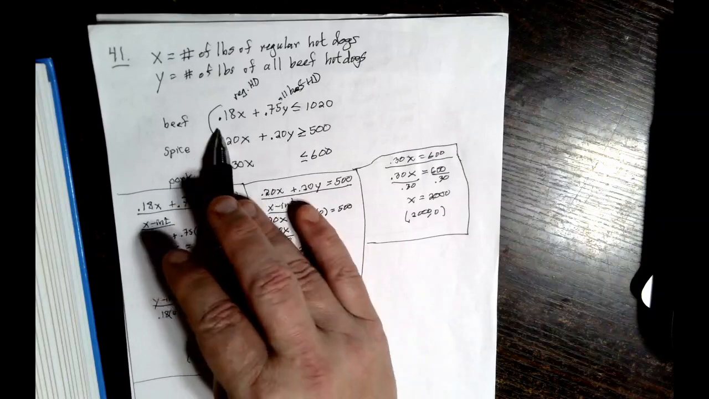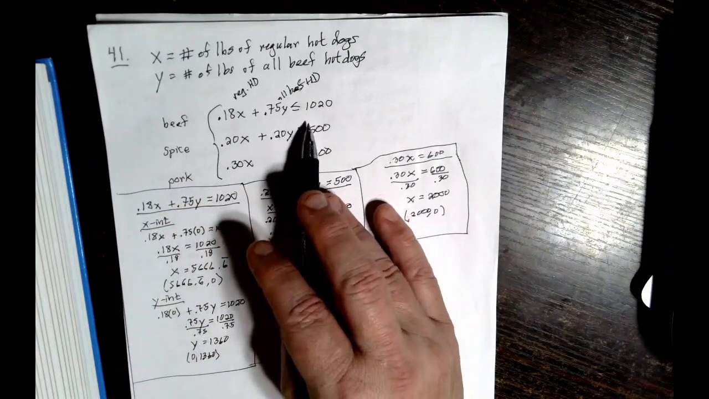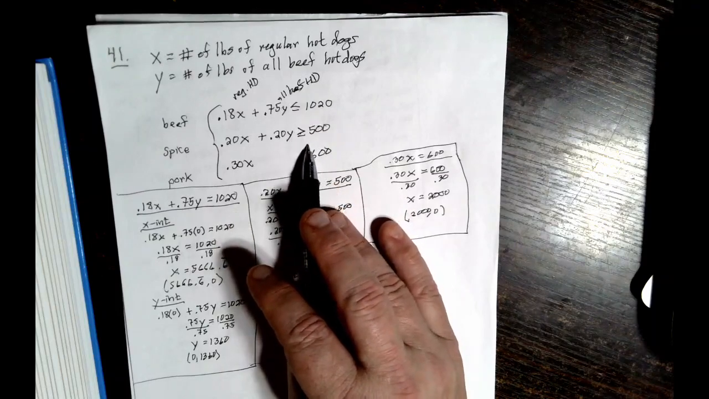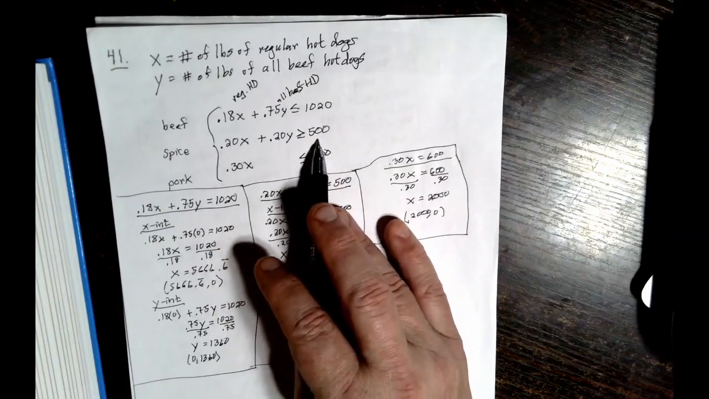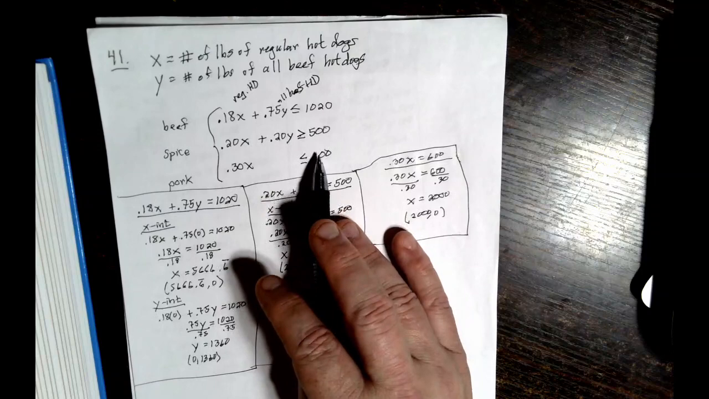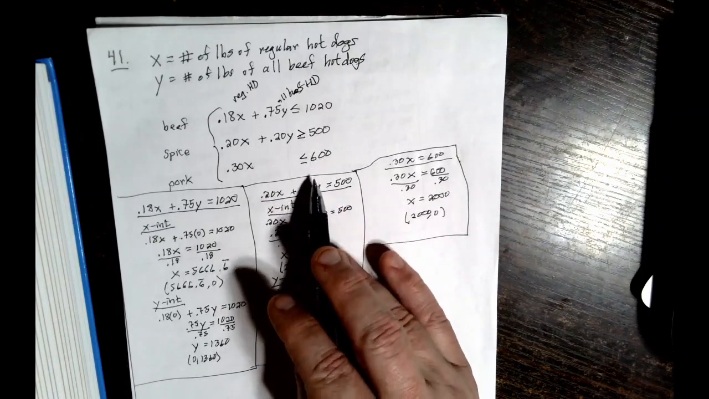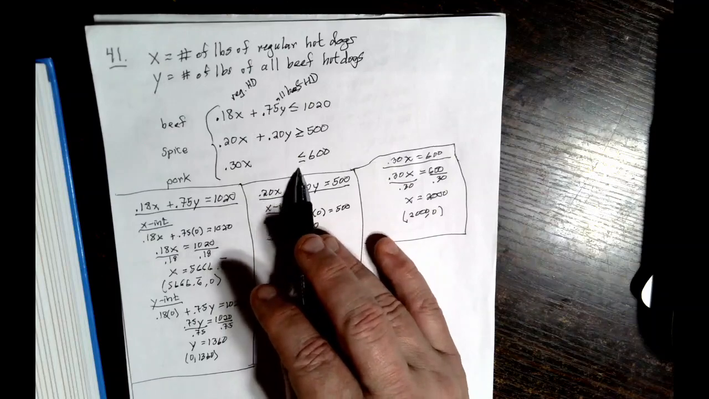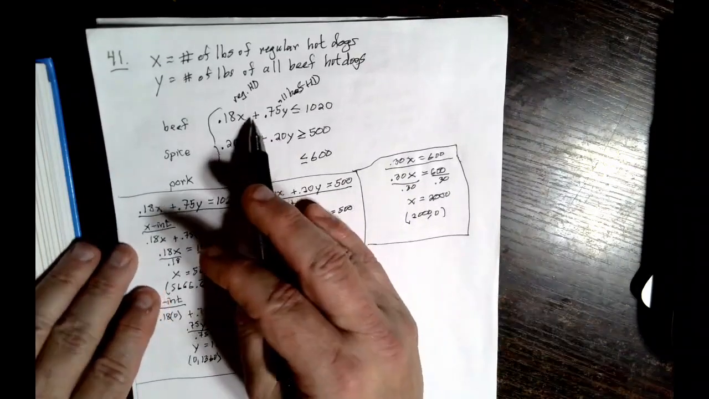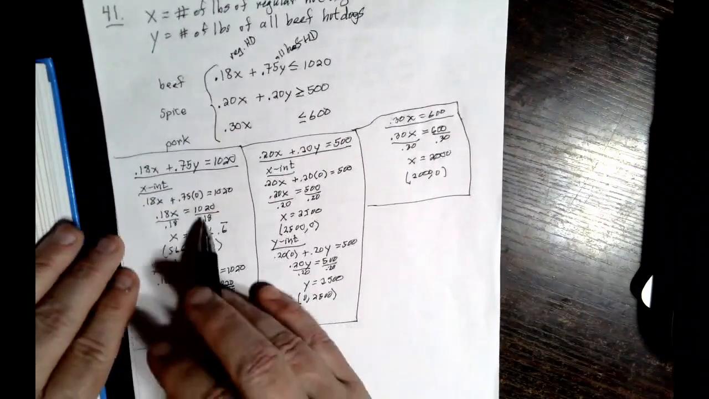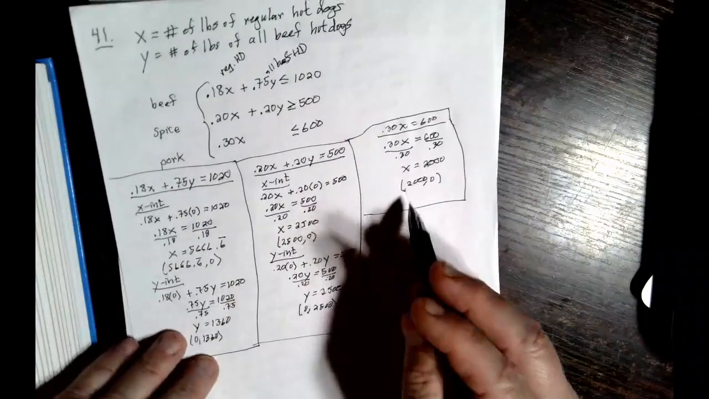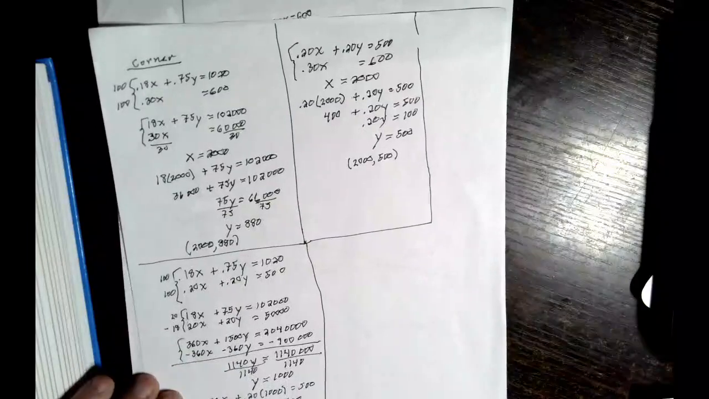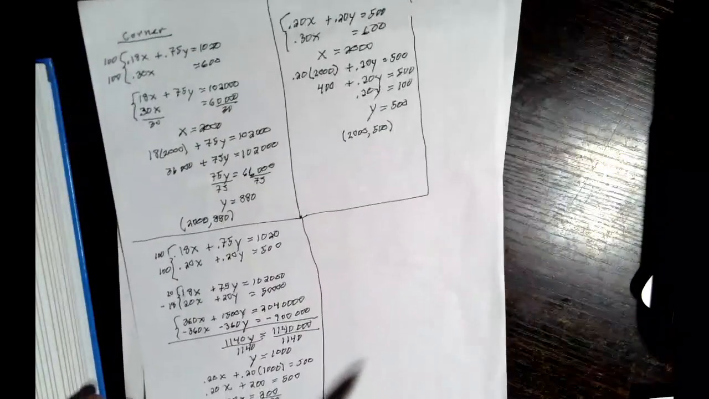Okay? And then they say for the beef, it's got to be a maximum of 1,020. The spices has to be 500 or more, and the pork has to be at most 600, so 600 or less. Alright, so you want to solve each one of these. Find the x-intercepts, y-intercepts, okay? And then you find all the corners as well.